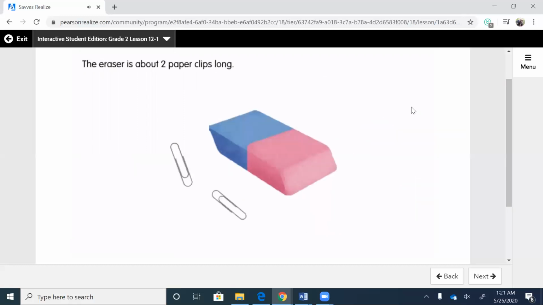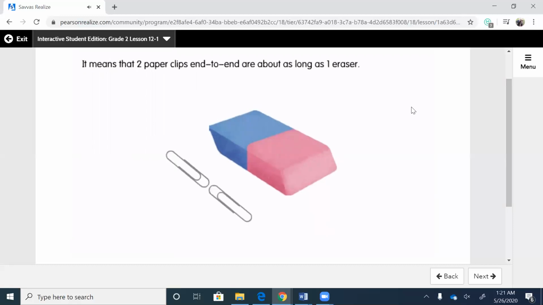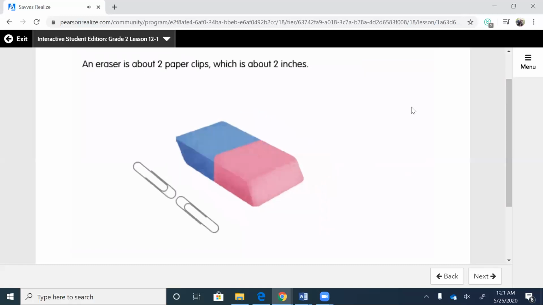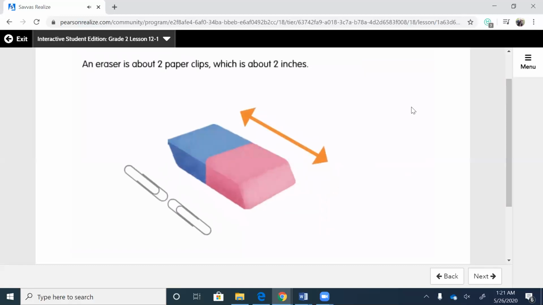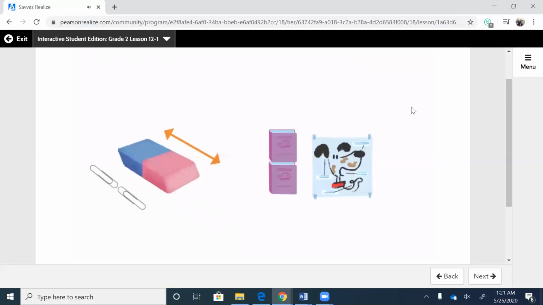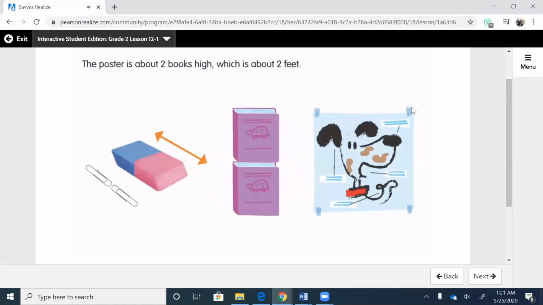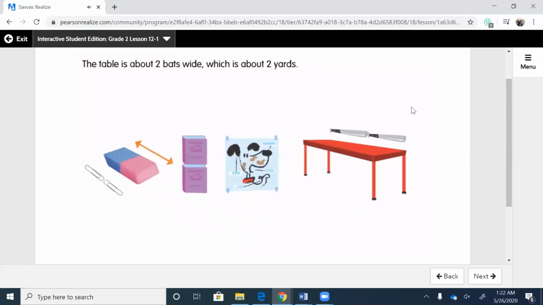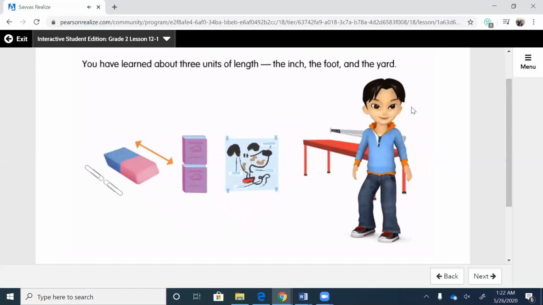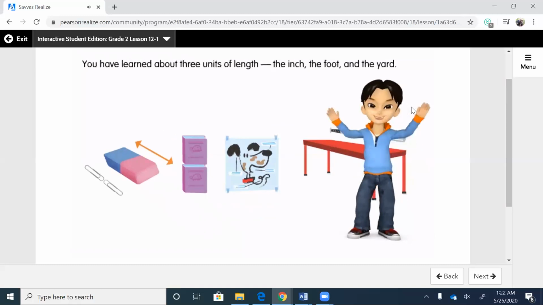The eraser is about 2 paper clips long. What does it mean that 1 eraser equals 2 paper clips? It means that 2 paper clips end to end are about as long as 1 eraser. An eraser is about 2 paper clips, which is about 2 inches. The poster is about 2 books high, which is about 2 feet. The table is about 2 bats wide, which is about 2 yards. You have learned about 3 units of length: the inch, the foot, and the yard.